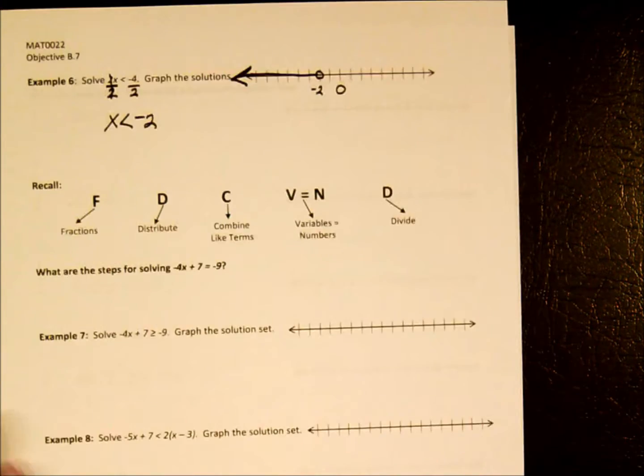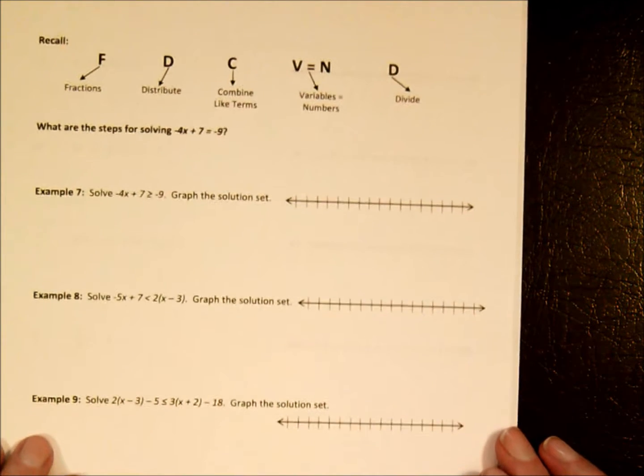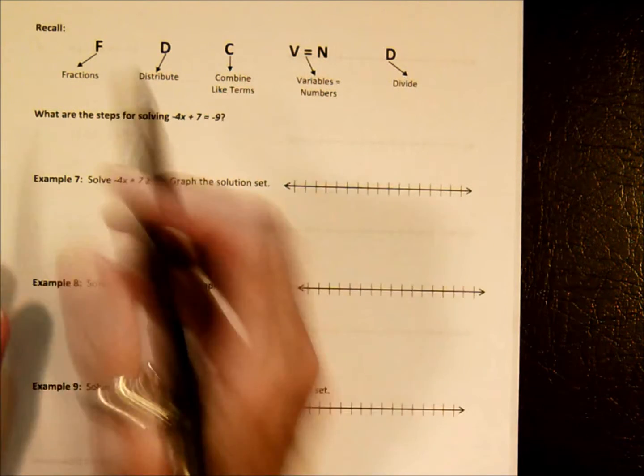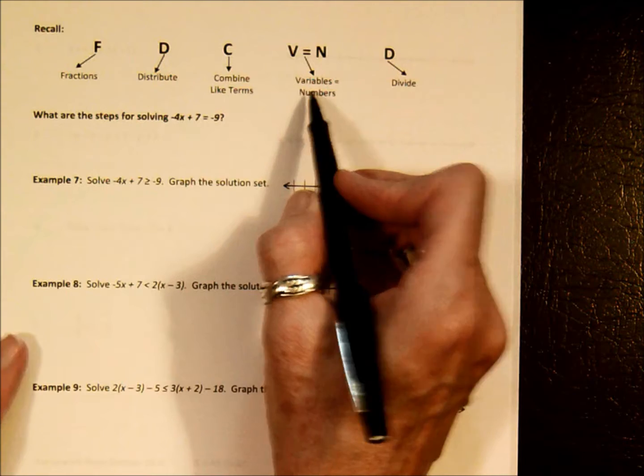Now, just as a quick reminder of the steps for solving an equation, it is to get rid of fractions, distribute, combine like terms, get variables equal to numbers, and then divide.